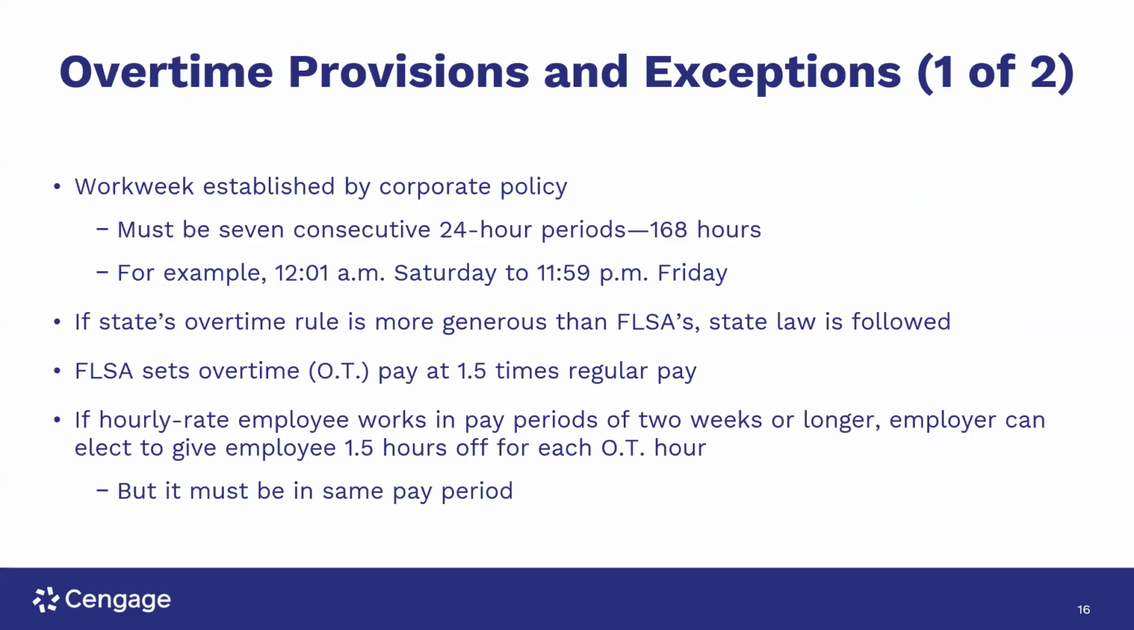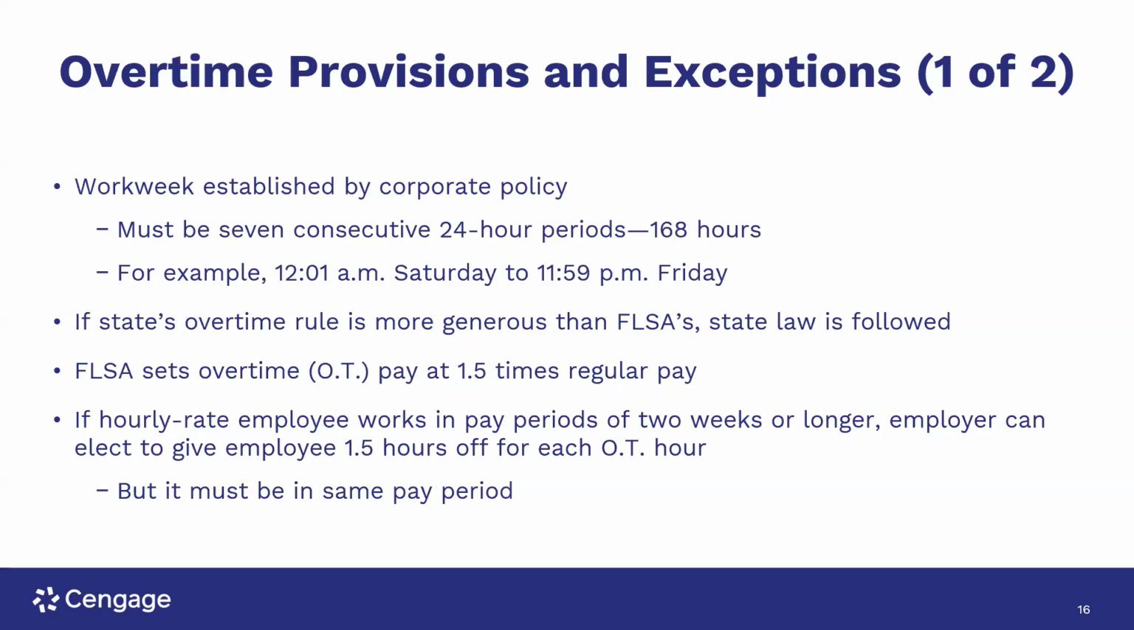There are also overtime provisions and exceptions to those provisions. So the work week must be established by a corporate policy. For example, Monday to Monday, or for example, Friday to Friday. And it must be 7 consecutive 24-hour periods or 168 hours. For example, 12:01 a.m. Saturday to 11:59 p.m. Friday. But they could pick which day based on the business. And if the state's overtime rule is more generous than the federal law, the state law is followed.